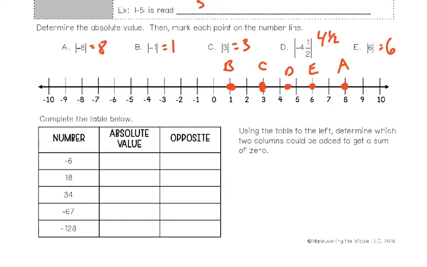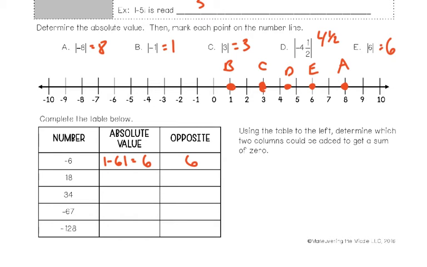So the two key words that you need to know are absolute value and opposite. Absolute value is the distance away from 0. That's always going to be positive. Opposite just means what's the opposite version of the number. So for example, the absolute value of -6 is just 6. The opposite of -6 is 6.